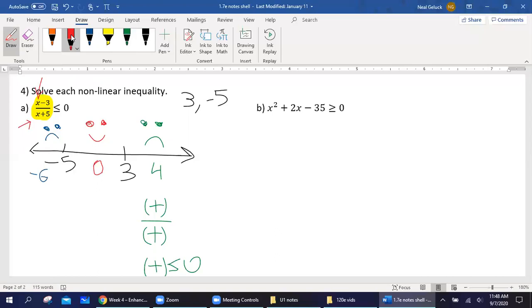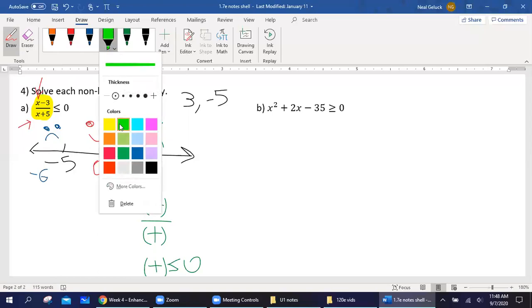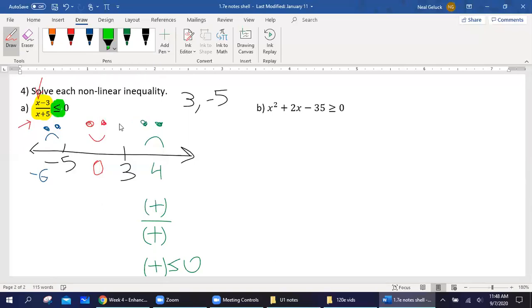Okay, now I need to figure out what symbols I'm going to put on those numbers. This is where it gets a little trickier even. It does say for the original problem, less than or equal to. So I would think brackets, but I cannot put a bracket on -5. It has to be a parenthesis on -5. And the reason is -5 makes the denominator 0. Thou shalt not divide by 0.